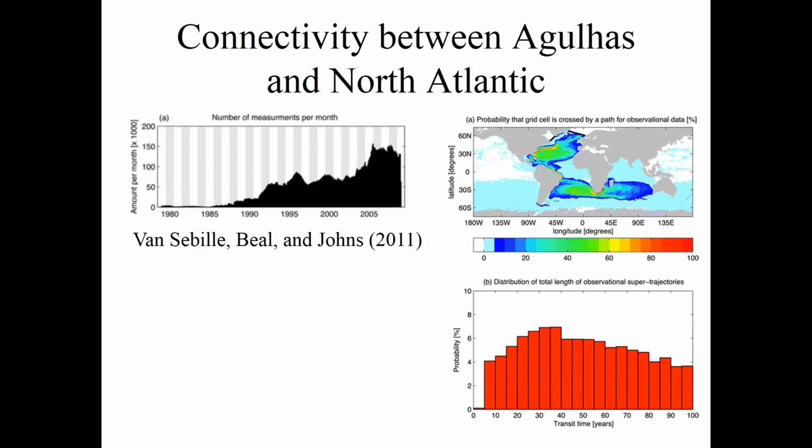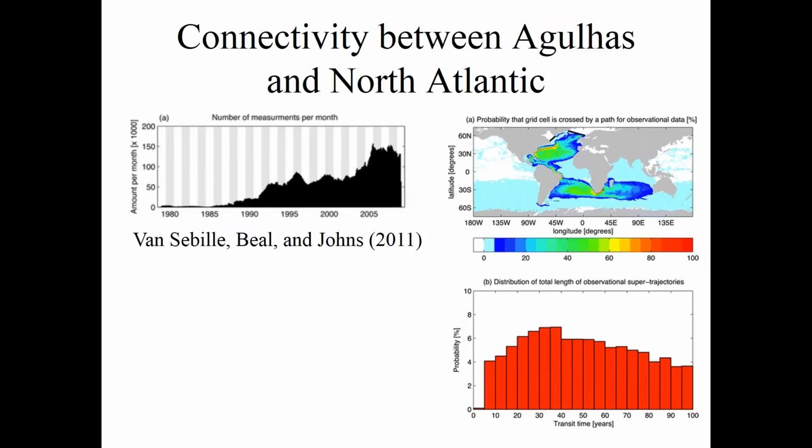This was a paper by Van Sebille, Beale, and Johns looking at connectivity between the Agulhas and the North Atlantic. So they took the drifter observations. They did simulated drifter trajectories here, which is sort of like you take the PDF of that transit matrix, the probability distribution function, and you collapse that to have a single simulated trajectory, and you can do that thousands of times.